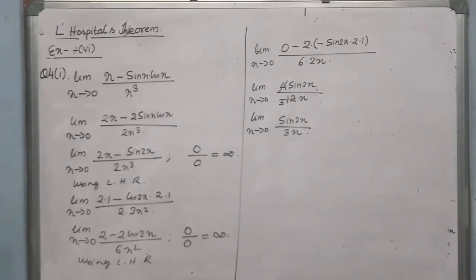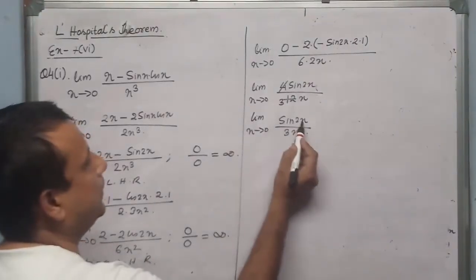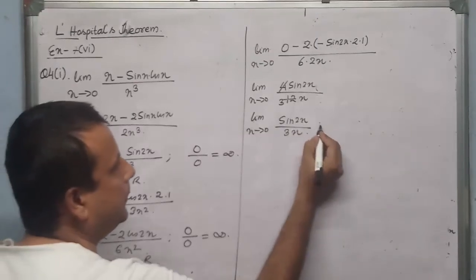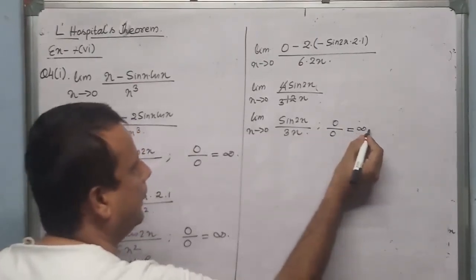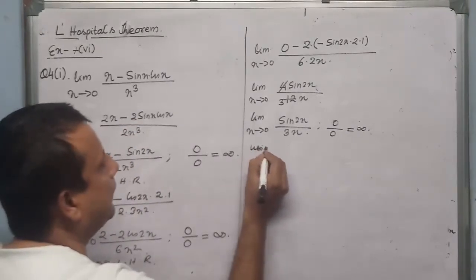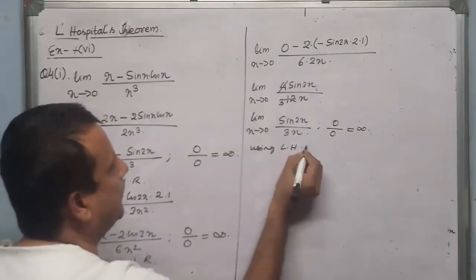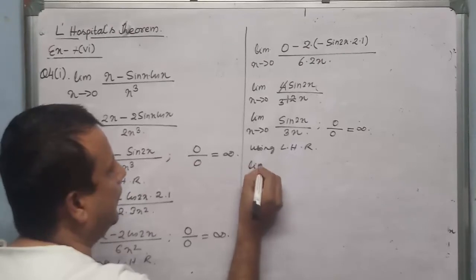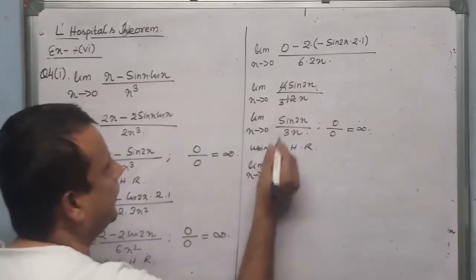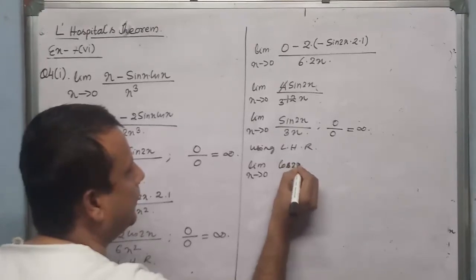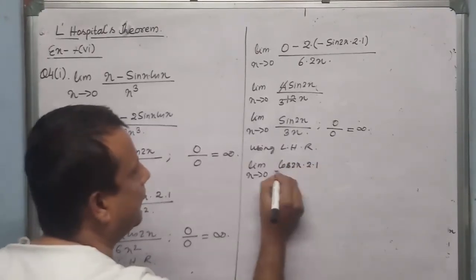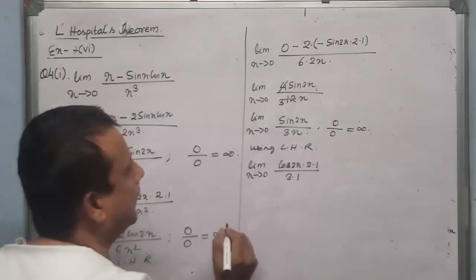Now again one variable is there in the denominator, that means again you have to use L'Hospital's rule. Substitute 0. 2 into 0 is 0. Sine 0 is 0. 3 into 0 is 0. Undefined. I'm using L'Hospital's rule. Limit x tends to 0. Derivative of sine 2x is cos 2x into 2, derivative of x is 1. 3, derivative of x is 1.